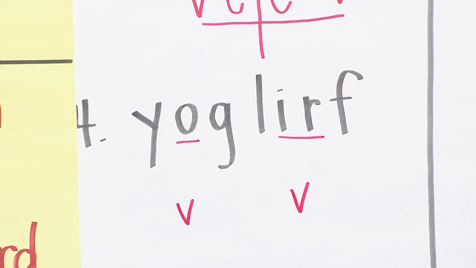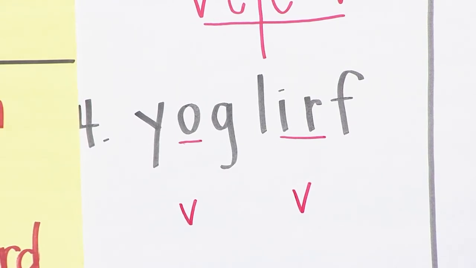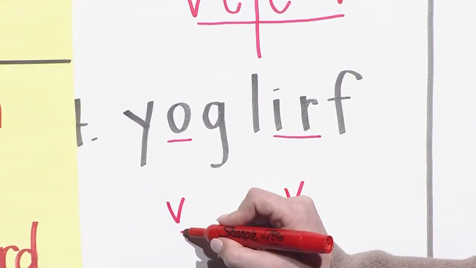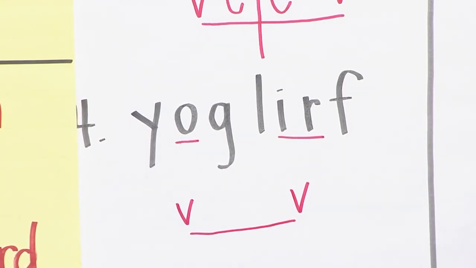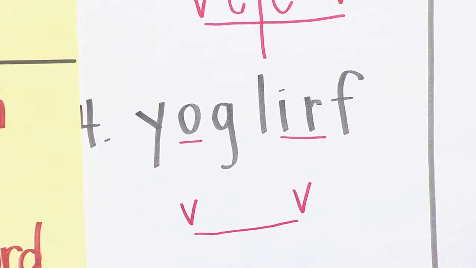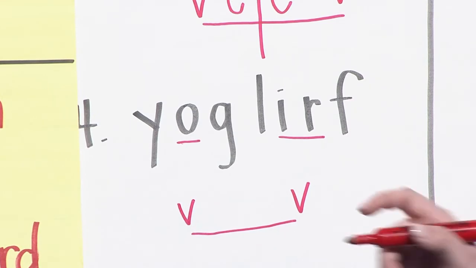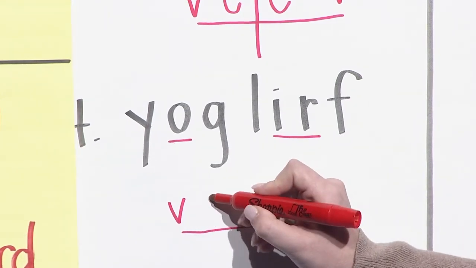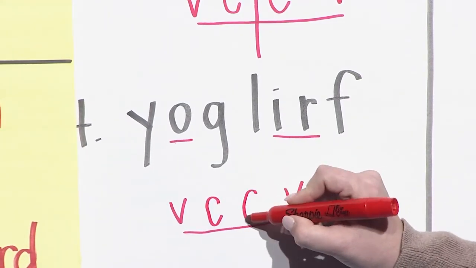What does step 2 ask you to do? Draw a bridge to connect our vowels. Step 3 asks you to label the consonants on that bridge. What are the consonants on our bridge? Consonant G and consonant L.